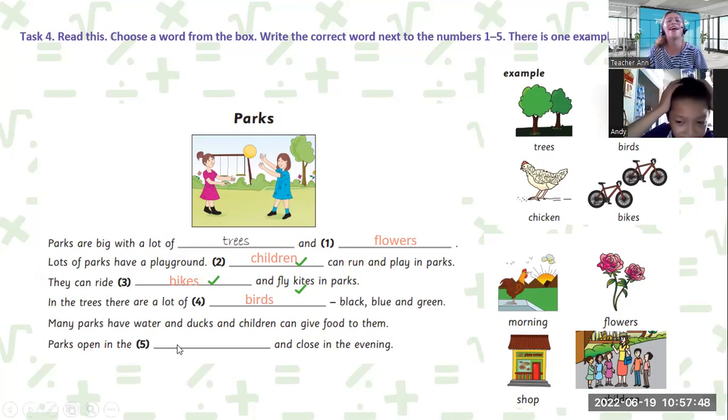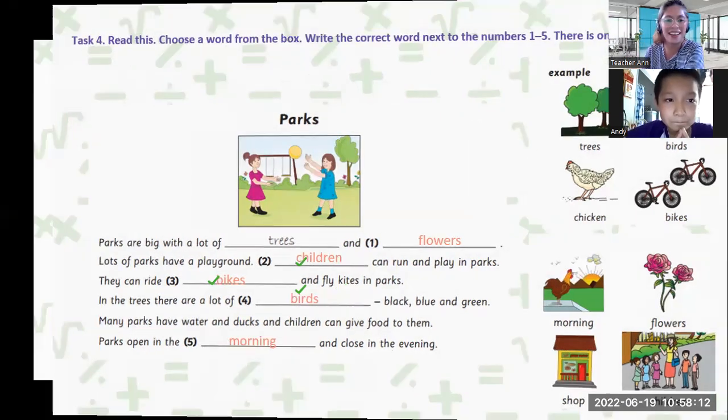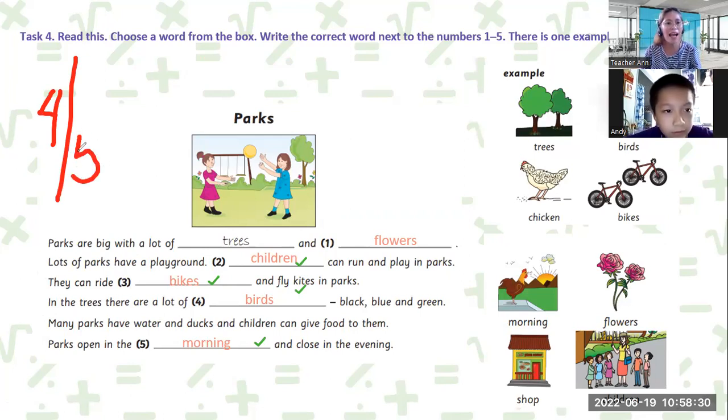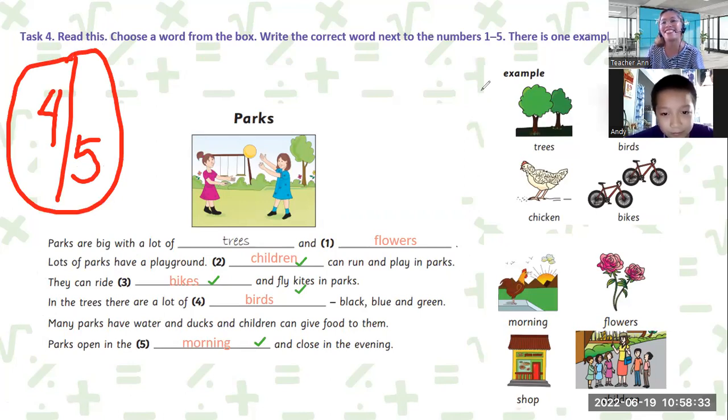Morning. Okay, morning. Very good. Okay, parks open in the what again, Andy? Parks open in the morning and close in the evening. Very good. Okay, teacher Anne, I am correct. Yay, Andy, very good. Great job. Okay, wait. This is correct. So Andy got, what's the score? 4/5. Yay. Great job. Very good. Okay. Next one.